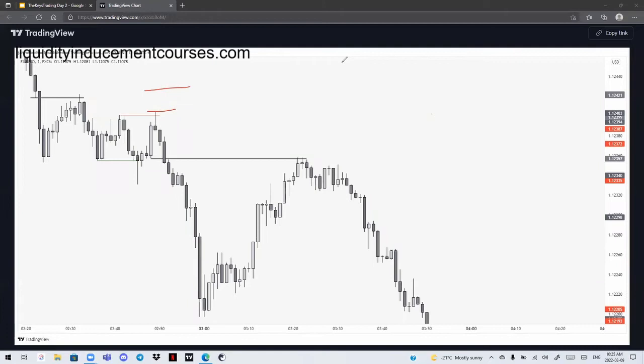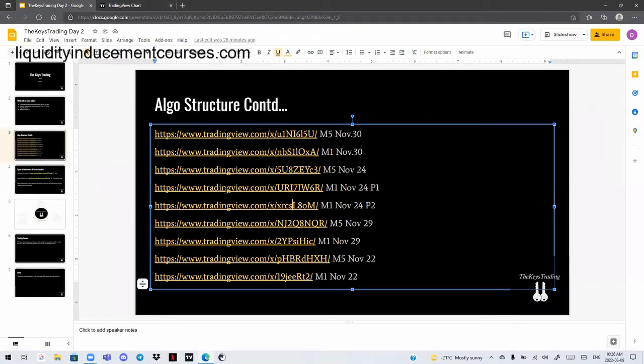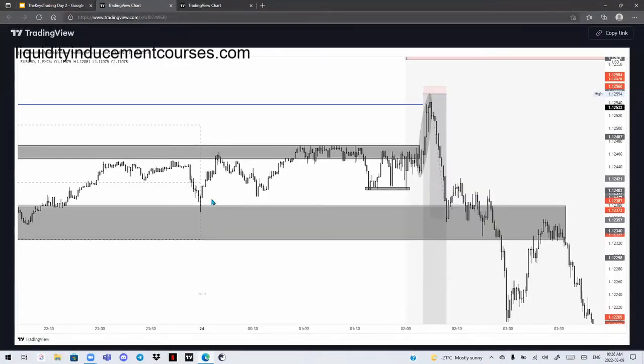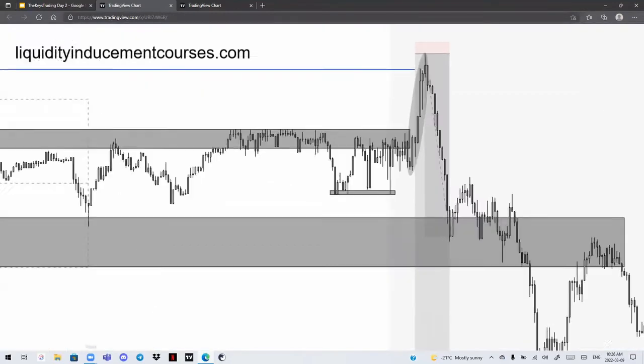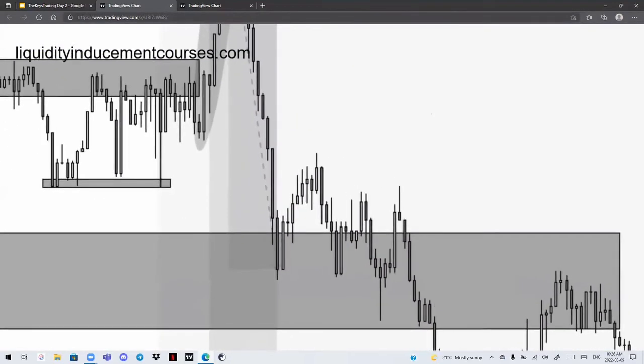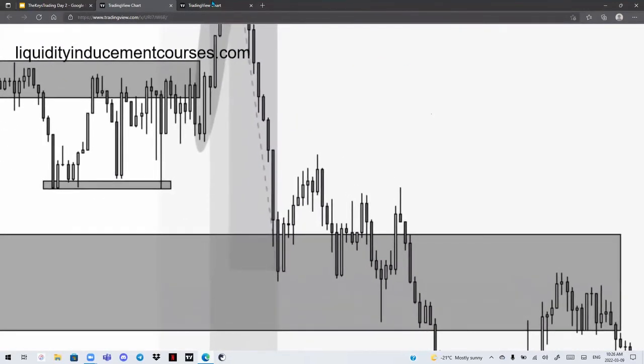And where is our next target area? Where do we target if we enter a trade? I'll show you when this was. This was on this day. This is it right here. Same thing.